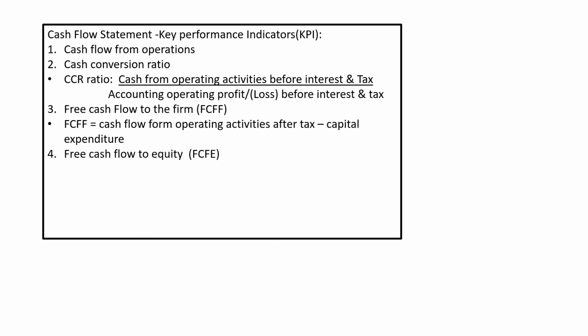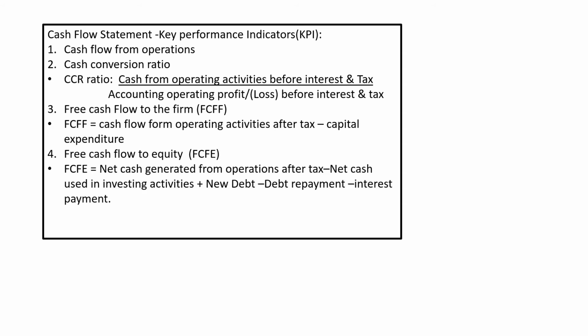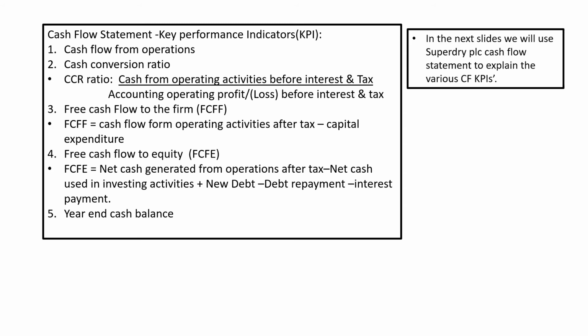Then we have the free cash flow to equity. In other words, here we're looking at what is available for distribution to the equity holders or the shareholders. And finally, we have the year-end cash balance. In the next slides, we will use Superdry PLC's cash flow statement to explain the various cash flow key performance indicators.